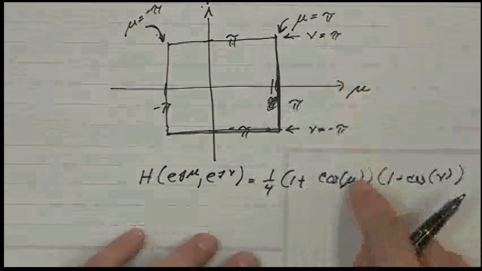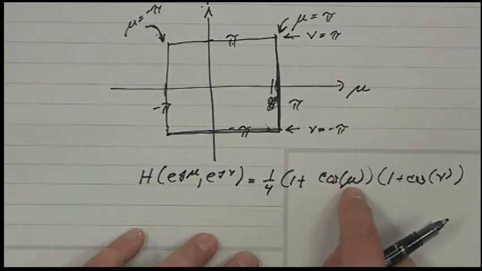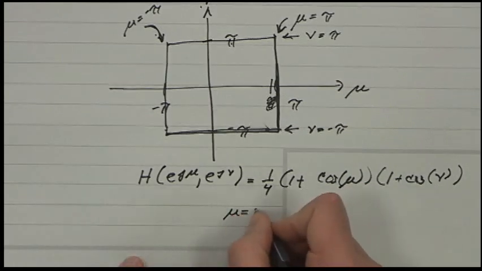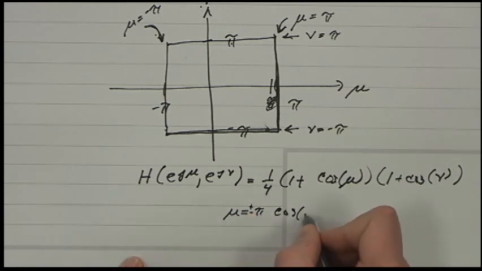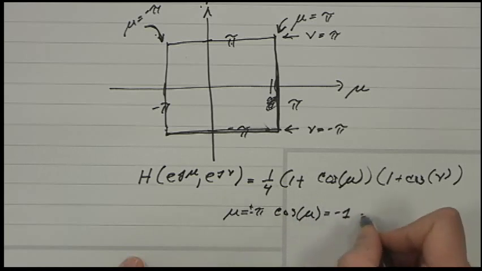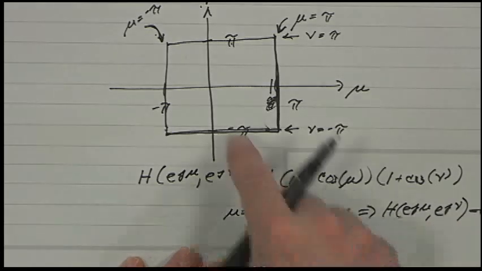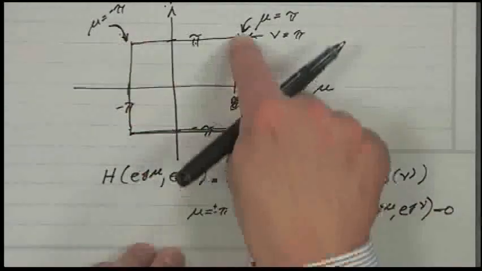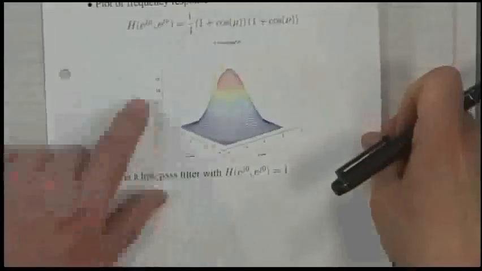So if either of those conditions are true, if mu equals pi, then cosine of pi is minus 1. So for mu equals plus or minus pi, cosine of mu equals minus 1, and H of e to the j mu, e to the j nu equals 0. So all along this boundary, the gain of the frequency of the transfer function is 0. So if you look at this, you see, yeah, okay, that's correct.